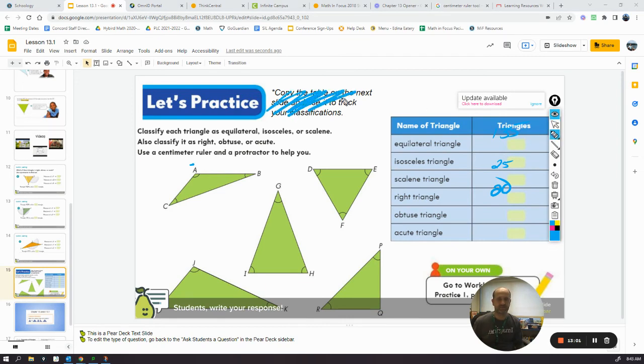Ignore this. That should be deleted. It might not be on your slides anymore. Classify each triangle as equilateral, isosceles, or scalene, and then also classify it as right, obtuse, or acute. Okay? I'm not going to go and measure these. Hopefully you have a book to do this. If not, hopefully your teacher guides you through it. But in class, they should hand out a book. Otherwise, yeah, I don't have the angle measurements.